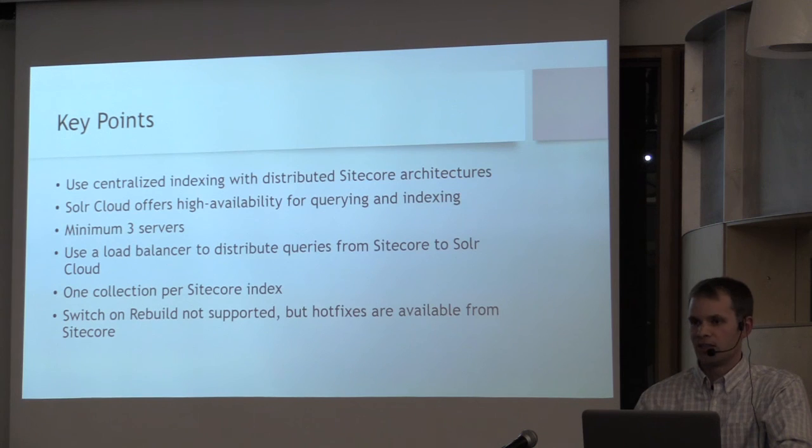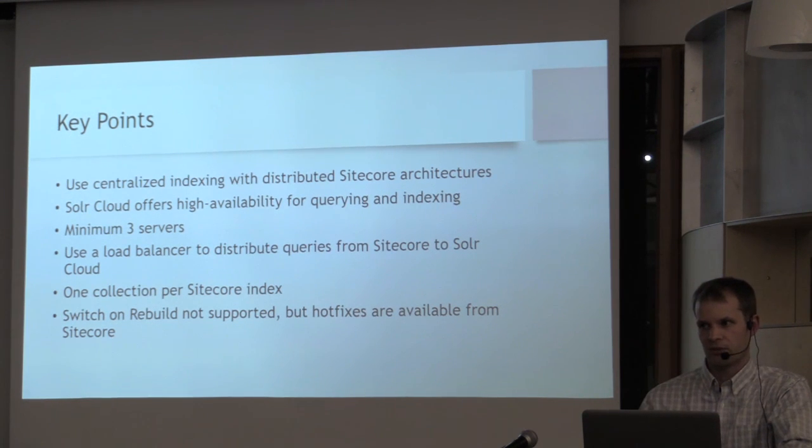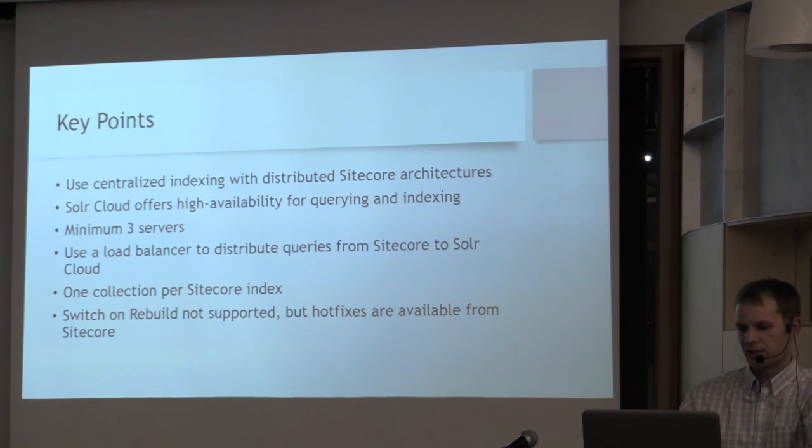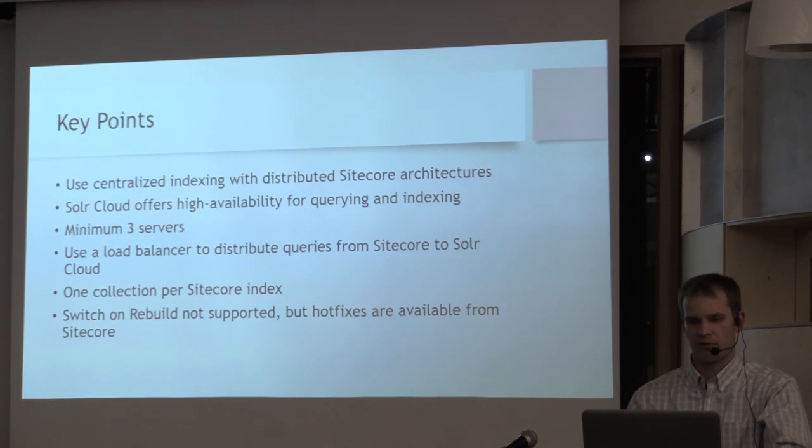So just the key points. If you take anything from the talk, take this stuff. Use centralized indexing with the distributed Sitecore architecture. As you start to scale out, it'll pay more and more dividends. If you use Solr Cloud, you want a minimum of 3 servers, so we can resolve conflicts and have a quorum. You need a load balancer to distribute the queries from Sitecore to Solr, again because of that gap in the Solr.net DLL. Or you can go fix Solr.net if you're feeling adventurous, then rewrite the search provider to take advantage of it. It's another option, I guess.